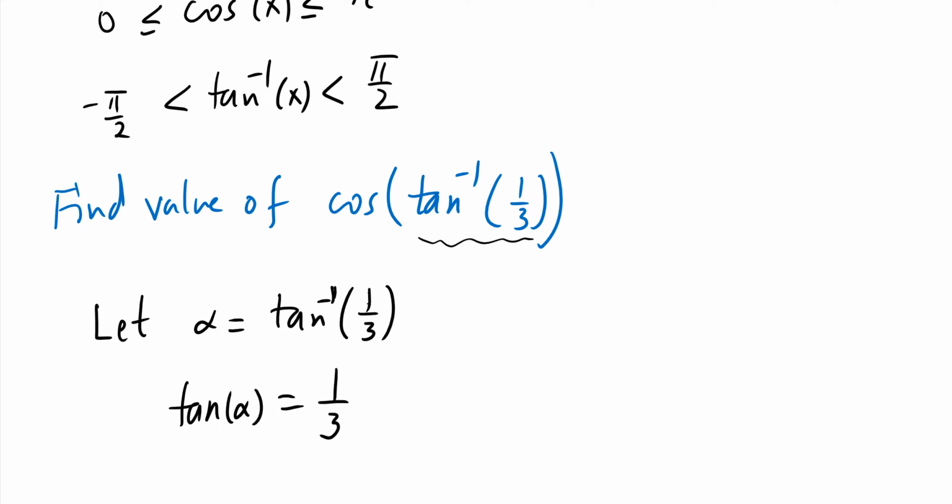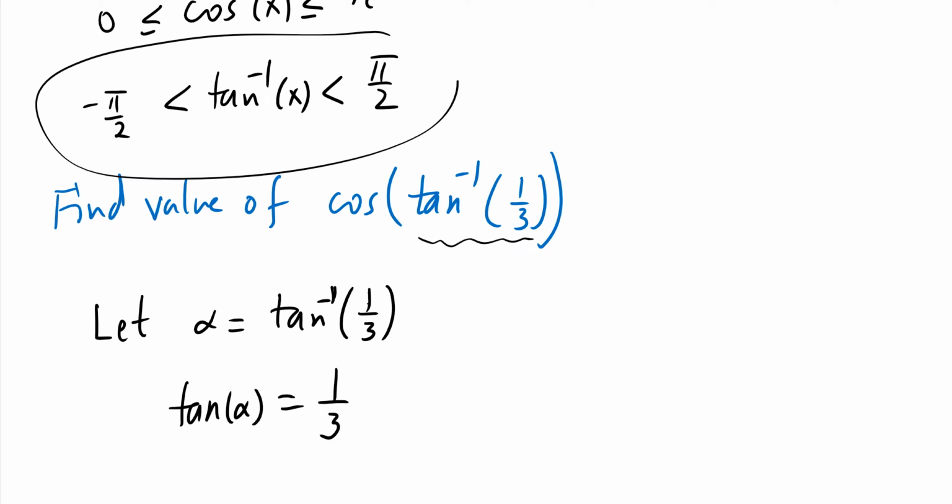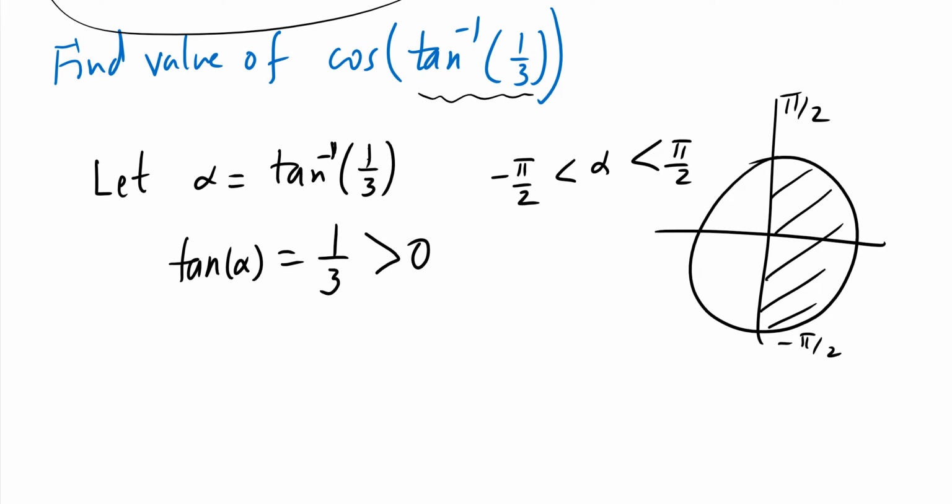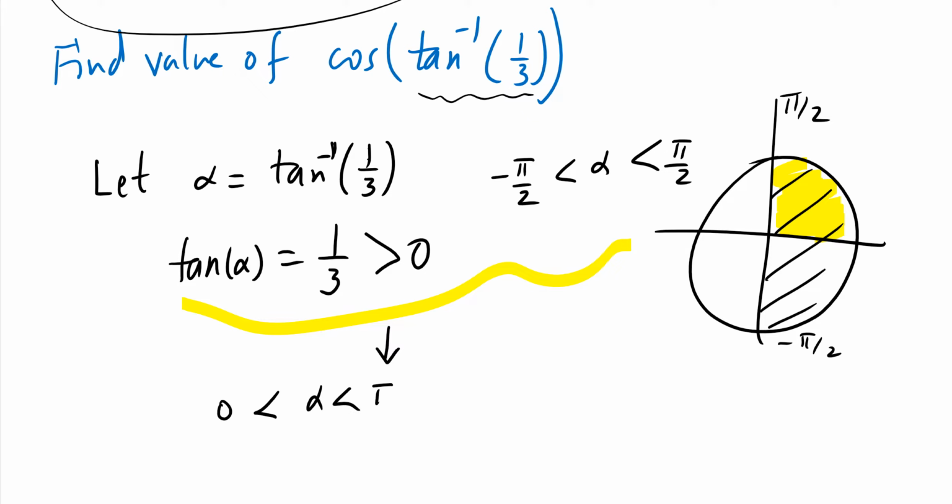Remember, this is alpha. It's tan inverse. And do you see the condition here? Alpha is between negative pi over 2 and pi over 2. So it's somewhere here. But notice the tangent I found here is positive. But tangent is positive only in the first quadrant, not the fourth quadrant. So from these two together, we can say that alpha is specifically in the first quadrant.